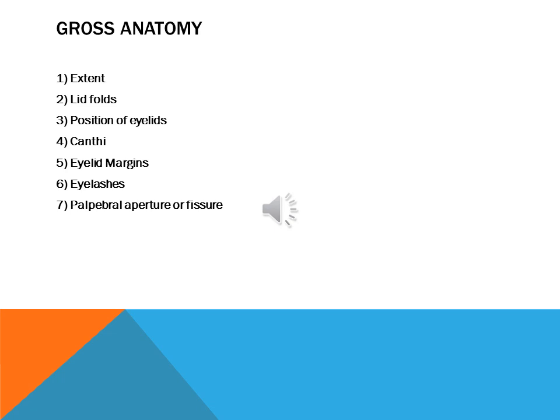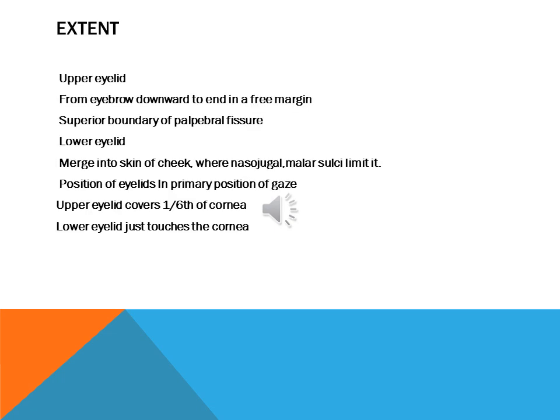The gross anatomy of the eyelids can be studied under the following headings: extent of the eyelids, eyelid folds, position of the eyelids, canthi, eyelashes, eyelid margins, and the palpebral aperture.